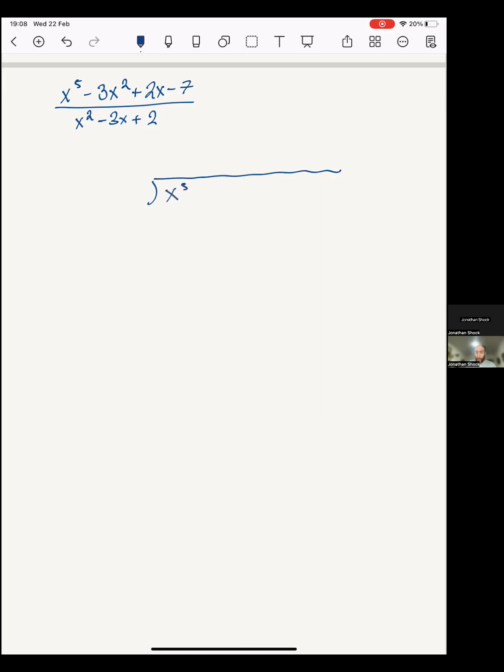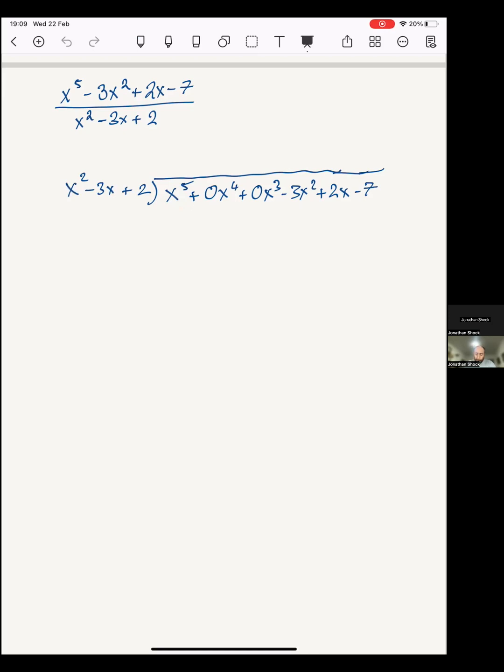So we've got x to the fifth. We've got no x to the fourth term, so I put in plus 0x to the fourth plus 0x cubed minus 3x squared plus 2x minus 7. So I've got a term there for every power below the x to the fifth. Then I put in the x squared minus 3x plus 2 over here. So what do I see? I've got a fifth order polynomial here, and a second order polynomial here.